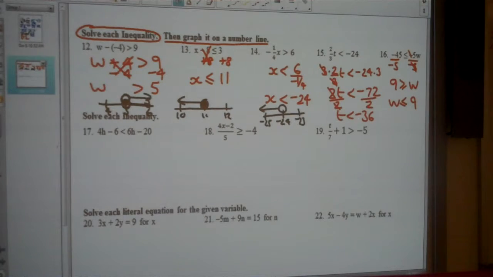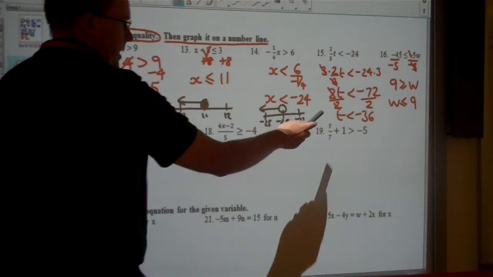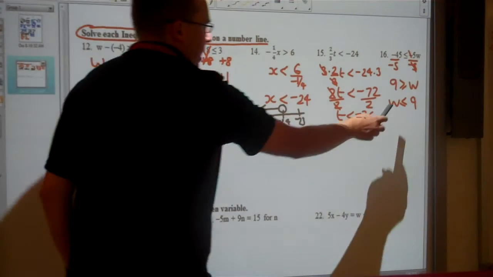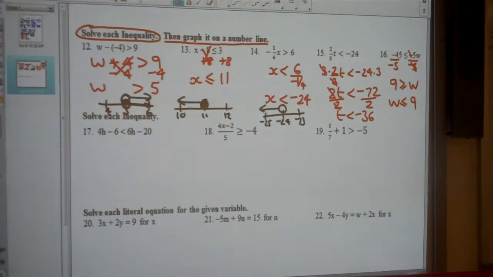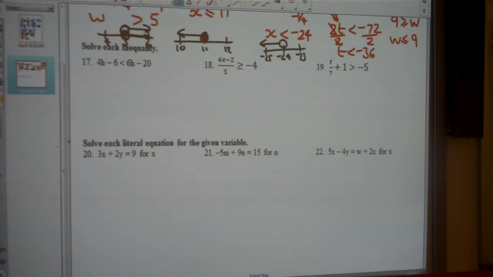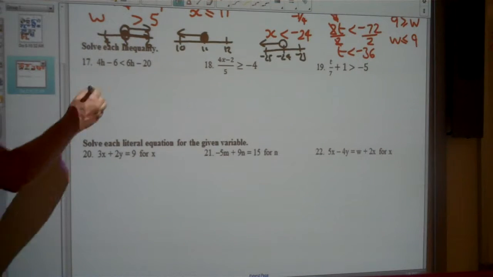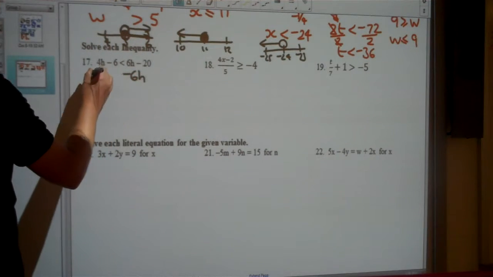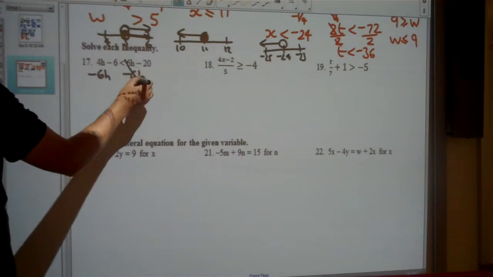I think that covers all the possible cases. This one's also less than, just like this one is, and I already did an example of less than or equal to for graphing as well. Now, if we move on to multi-step inequalities, same sort of idea. I'm going to collect all my letters on the left because I think that's a little easier to do.